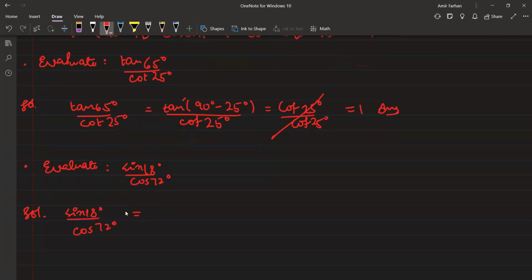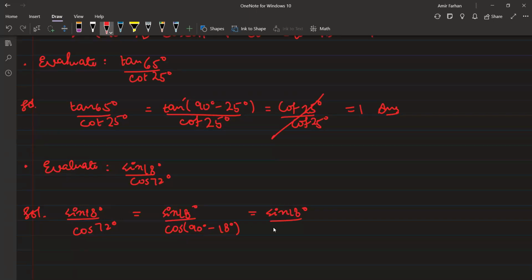Which one should we opt? We can opt for any of them. Pick 72. Okay, sin 18 will be as it is. Tell me how to write 72 in terms of 90 minus theta. 90 minus 18. Very good. Sin 18 will be as it is. Now, cos(90° − θ), what should be the value here? 18. What will be the ratio, cos or sin?